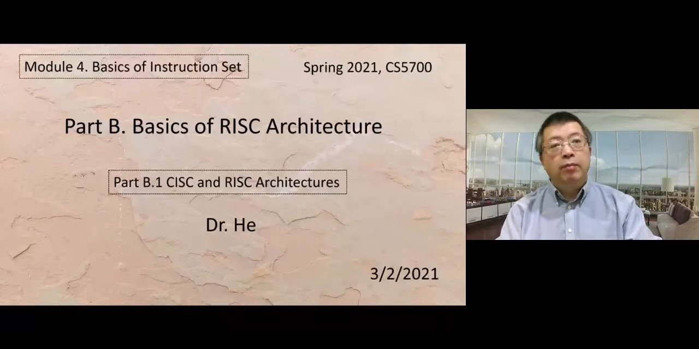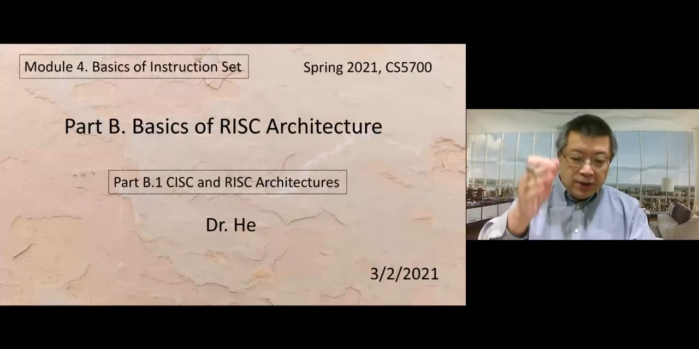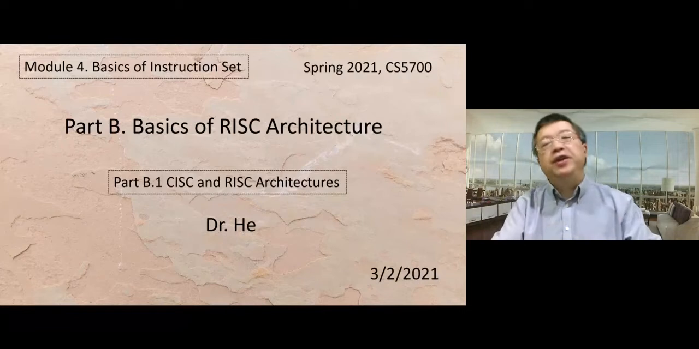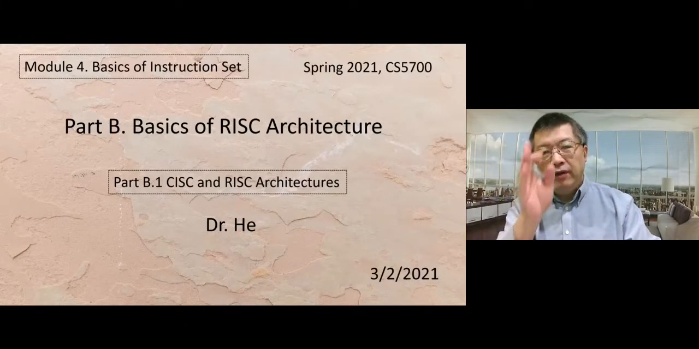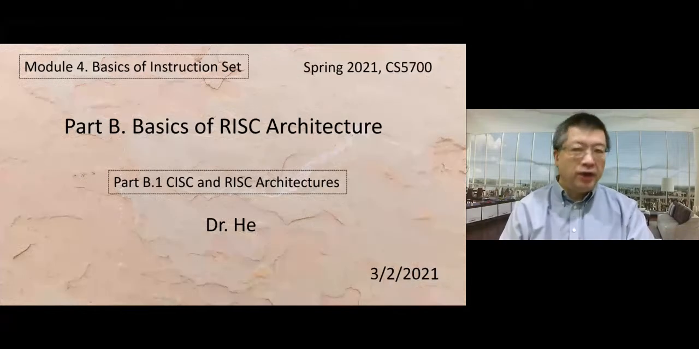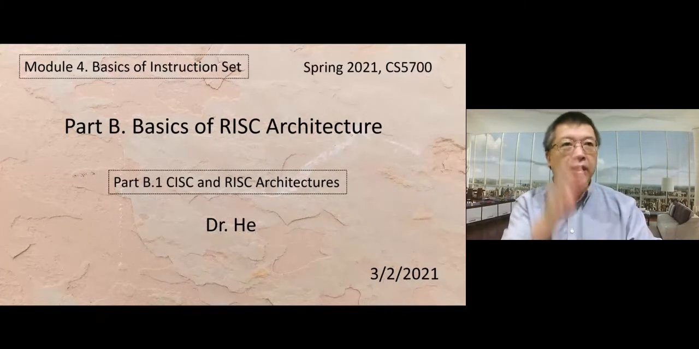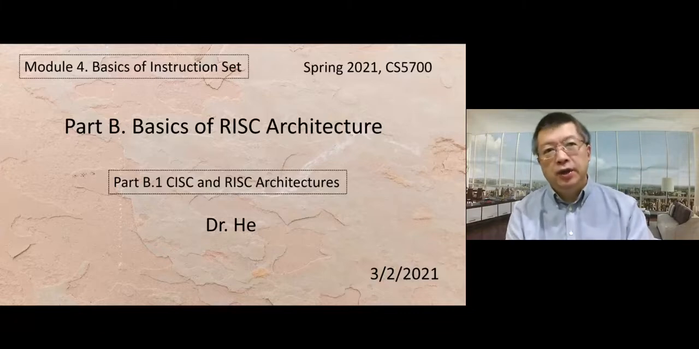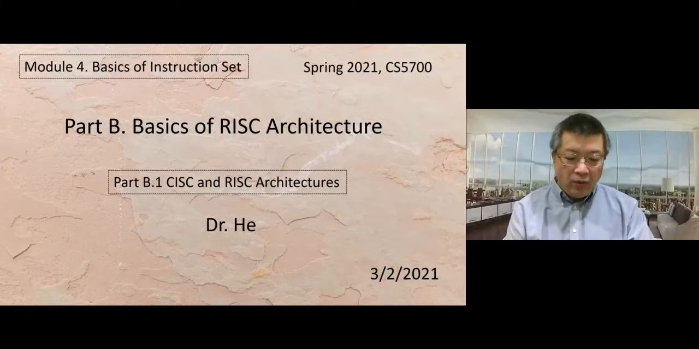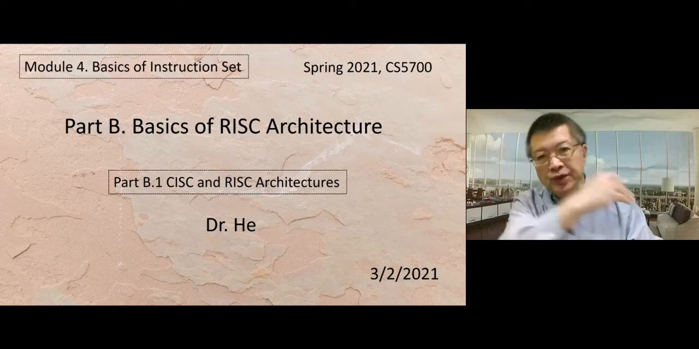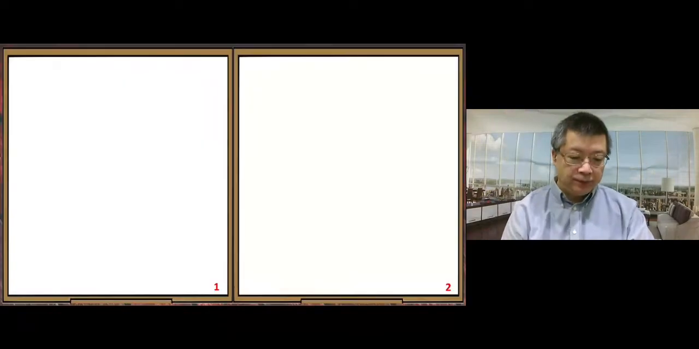Part B of Module 4, Basics of RISC Architecture. In this part, we will learn a very important architecture in CPU microprocessors, RISC architecture. Part B.1, CISC and RISC architectures.